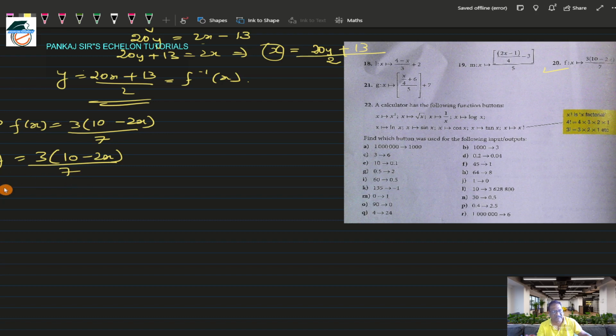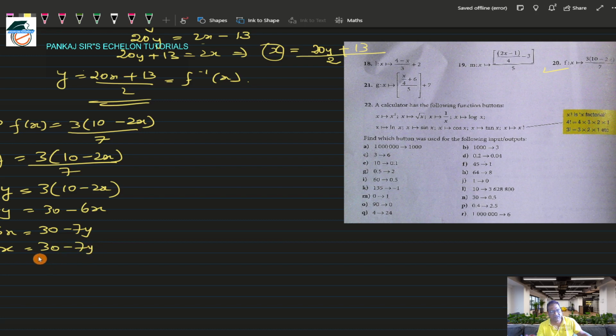Now 7 I'll take here, so 7y will be equal to 3 times 10 minus 2x. So 7y will be equal to 30 minus 6x. Now I'll try to make this x the subject. So 6x equal to 30 minus 7y. So x will be equal to 30 minus 7y divided by 6. Now let us write x and y. So y will be equal to 30 minus 7x upon 6. So this is your answer for question number 20.